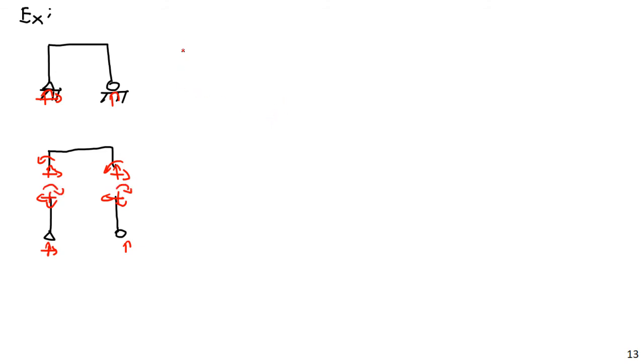In this case, n is equal to 1, and r is equal to 3. So r is equal to 3n, and so it in fact is determinate. Confirmed, it is not statically indeterminate. It is statically determinate, so that is perfect.